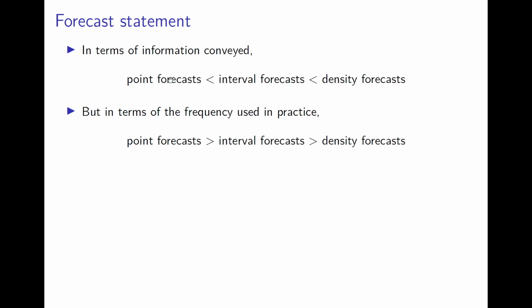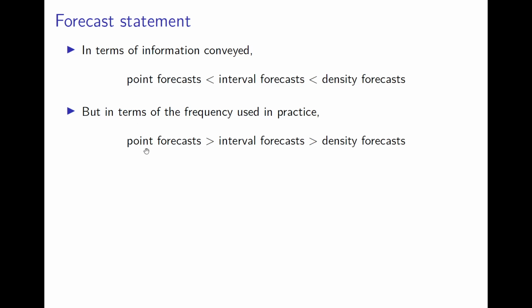A point forecast is only one number, not a lot of information. Intervals can contain a lot more information. Give me multiple intervals, and we start getting closer to a density forecast, which tells me everything about the shape of all the possibilities. In terms of the frequency for how they're actually used in practice, this is not it.